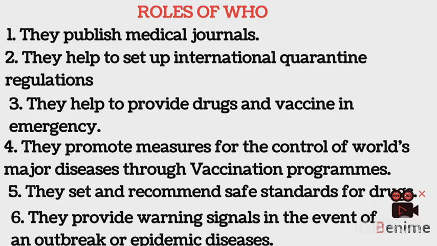Number two, they help to set up international quarantine regulations. They are the ones that give out international quarantine regulations, especially when there is an outbreak of diseases. Just like the coronavirus, they gave us regulations on how to wash our hands and make sure that we don't travel from place to place, to reduce movement. They also gave regulations on how to prevent people from traveling into a country without checking whether they are infected or not. So they give out all these regulations to prevent the spread of diseases in the country.